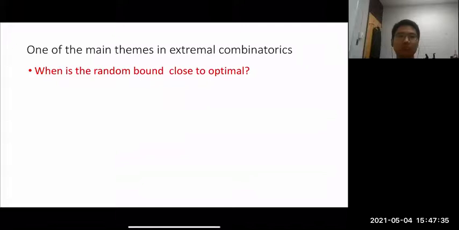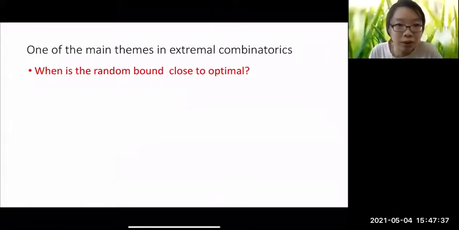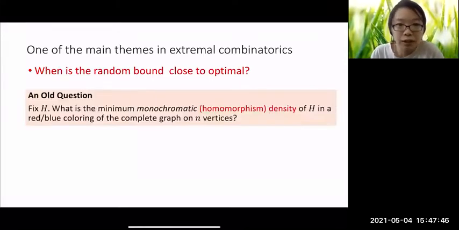So I'll start with some main themes in extremal combinatorics, which is the following question. It asks, when is the random bound close to optimal? To be more specific, we can start with a very old question. Let's fix a small graph H, and we ask, what is the minimum monochromatic density of H in a two-edge coloring of the complete graph Kn on n vertices?